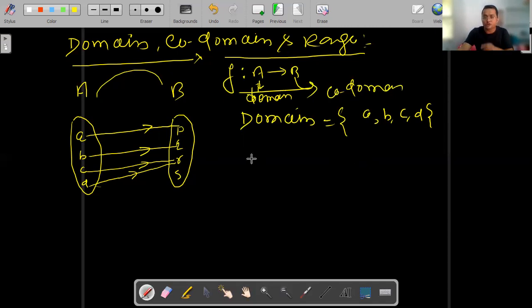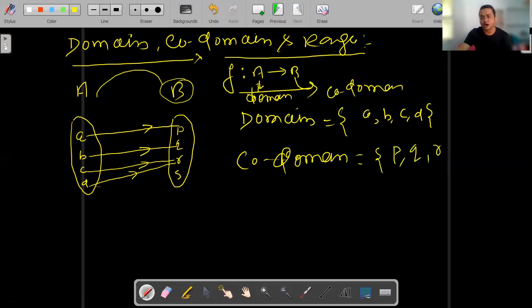Okay. Now we'll discuss codomain. So what is the codomain? The set of all the elements of set B. Understood? All the elements of set B are the codomain. So what can we write? P, Q, R, S. These are the codomain.